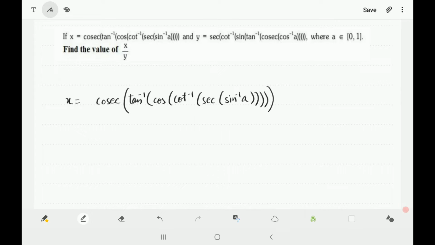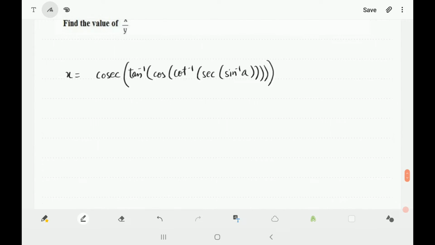In this problem we have to simplify the value of x as well as y, and then we have to find the value of x divided by y. So x is given as cosecant of tan inverse, cos of cot inverse, secant of sin inverse a. So we'll be just using the triangle method. In the first case we'll be writing sin inverse a in terms of secant inverse a. Okay, so let's consider it as theta, and sin inverse is a, so it will be a divided by 1, hypotenuse will be 1, and the base will be under root of 1 minus a square.